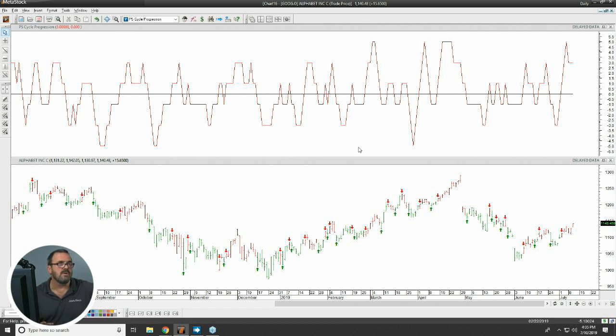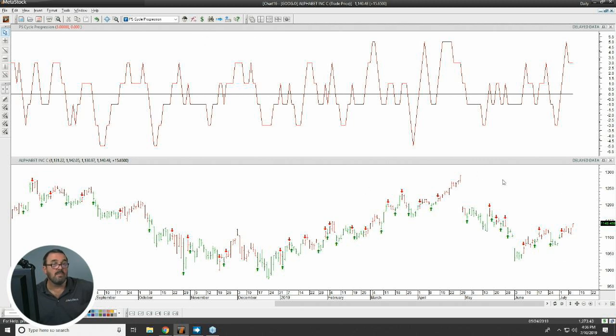You probably had never heard of, I don't know if you've heard of, power system cycle progression. I have heard of it. I don't know a heck of a lot of it. But you can see it's obviously a very short cycle. You're getting buy signals a couple times a week on this, and this is a daily chart, by the way.